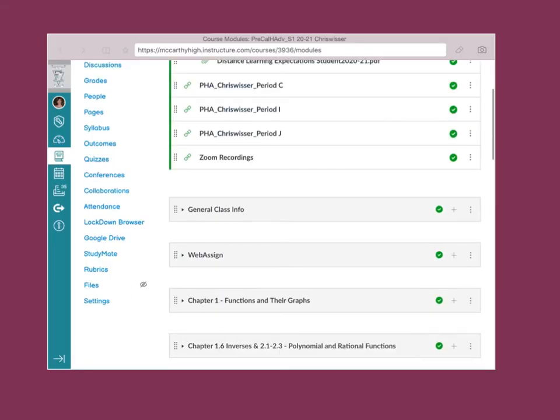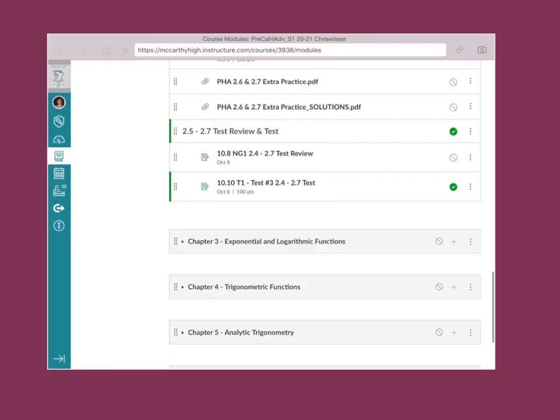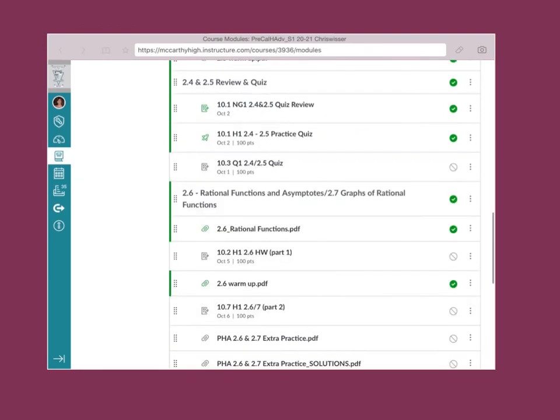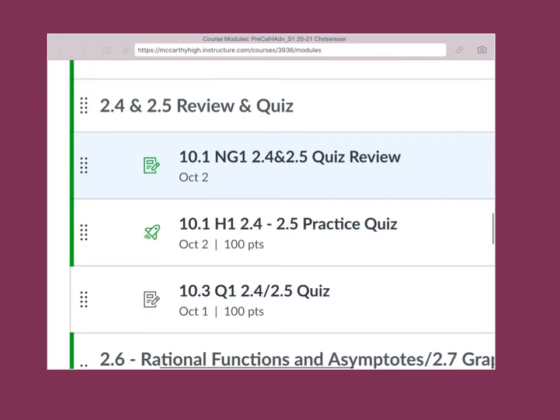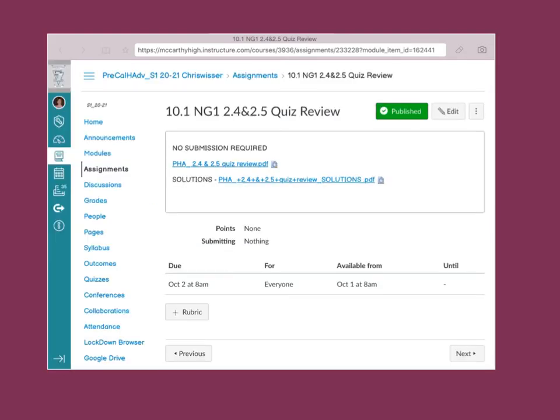All right, so there's 2 things posted under the quiz review. It says like 2425 quiz and review. The first is non-graded, that's your quiz review. That's what I'm going to open up in a second. This is a PDF with some examples, and then it's got the solutions right there worked out.